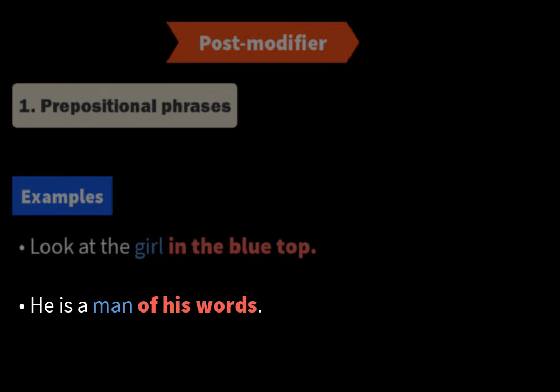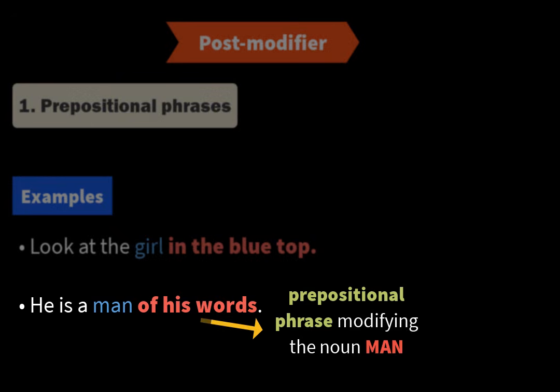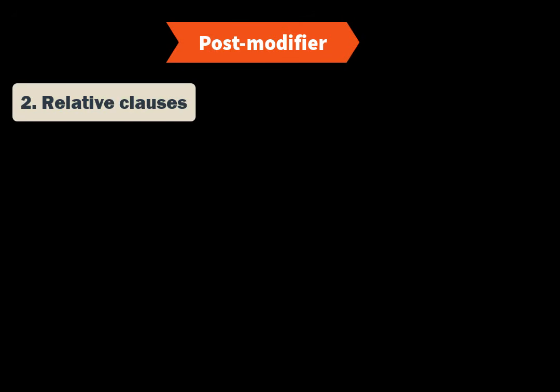He is a man of his words. What kind of a man? Of his words. So, of his words is a prepositional phrase starting with the preposition of, modifying the noun man. So, that's how a prepositional phrase works as a modifier, works as a post modifier. It always comes after the noun. It cannot come before the noun it modifies. It always comes after the noun it modifies.